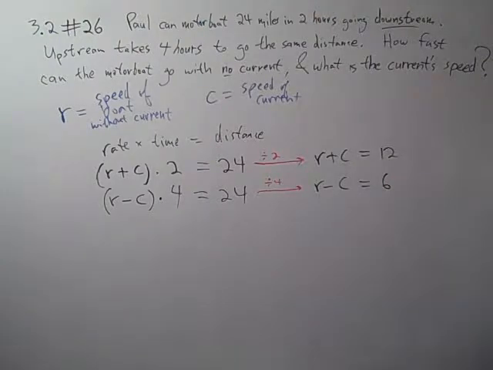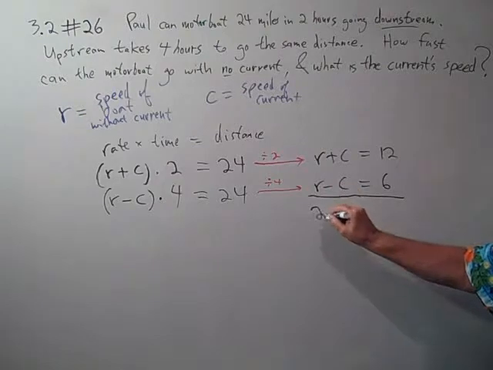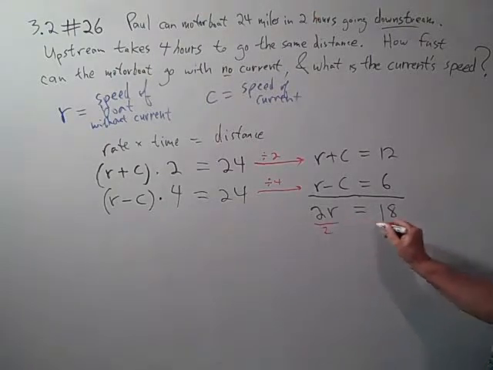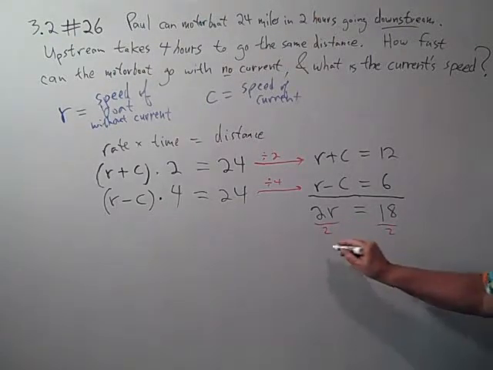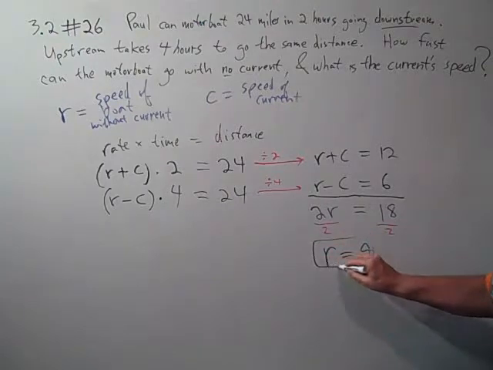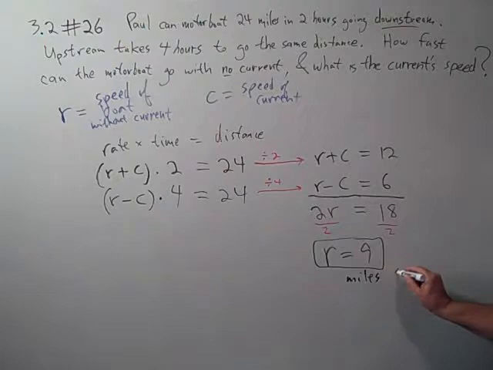So now we have two nice equations. We can solve it by simply adding them at this point, which eliminates the C. R plus R is 2R, so 2R equals 12 plus 6 is 18. And dividing by 2 on both sides, we end up with R. The speed of the boat in still water is 9 miles per hour. The unit here is miles per hour. Miles divided by hours. Miles per hour.